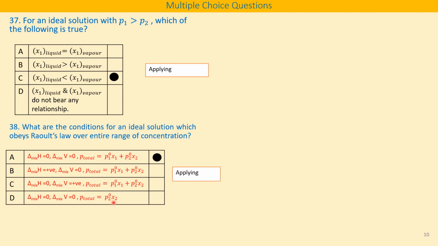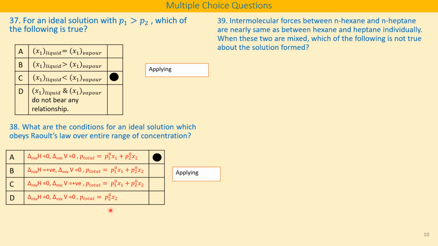Therefore, option A is the correct answer. Next question.